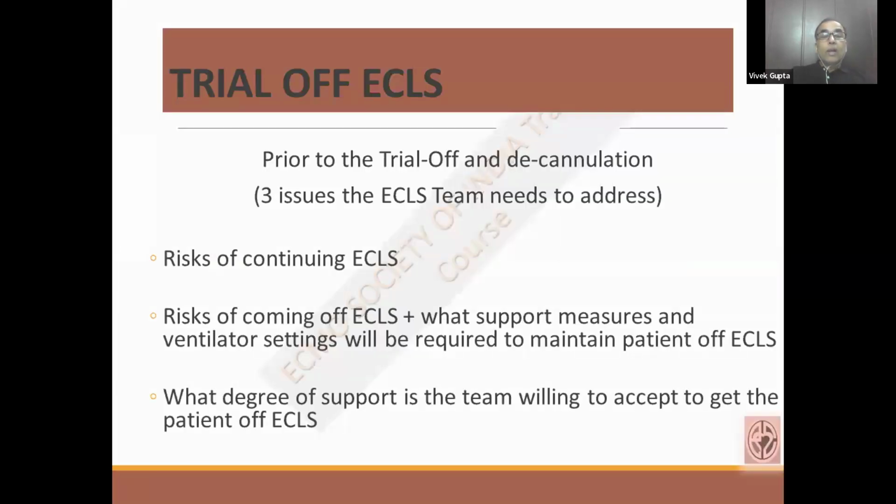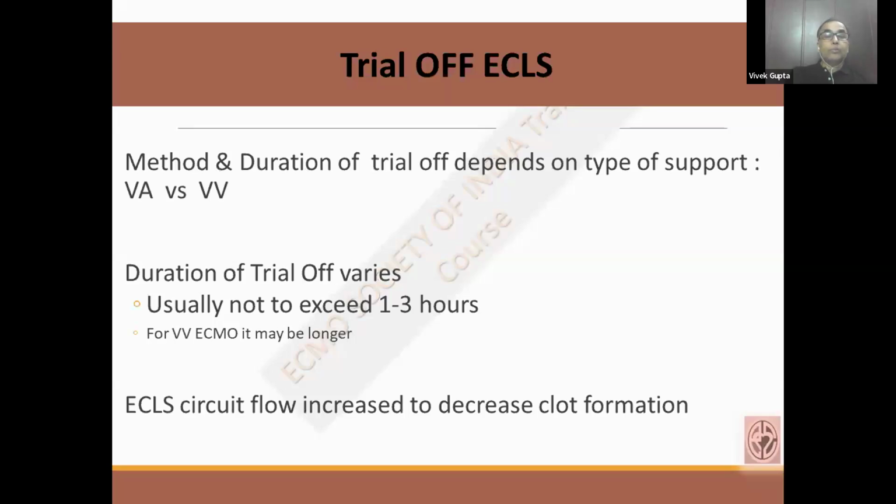So on ECMO, whenever we are planning a trial off, the team needs to think of three things. Risk of continuing ECMO, you have to think. Risk of removing the ECMO, again, we have to make sure that this patient should sustain his hemodynamics if it is VA-ECMO and should sustain the gas exchange if we are removing VV-ECMO. And how much degree of support, because most of the time it is not possible that no support is required. So how much degree of support you are ready to accept once you are removing the ECMO.